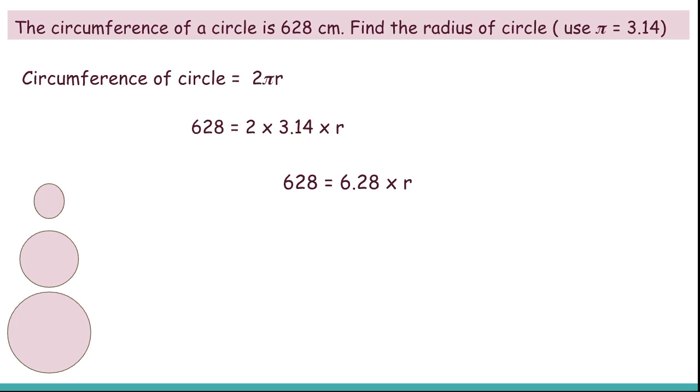So this is an equation, and we need the value of r. So what we have to do? Shift 6.28 to the other side, not 628. So that this becomes 628 divided by 6.28 is equal to r. Therefore, the value of r is 100 centimeters.